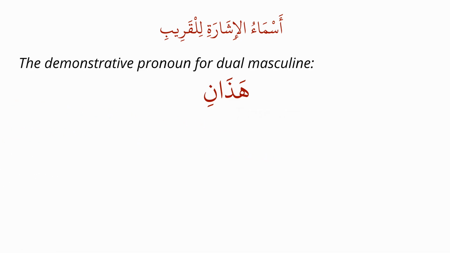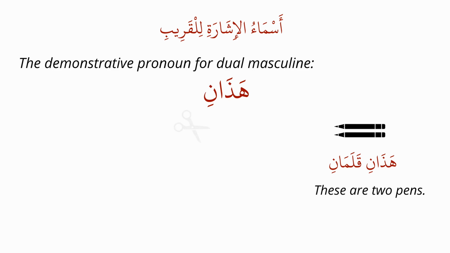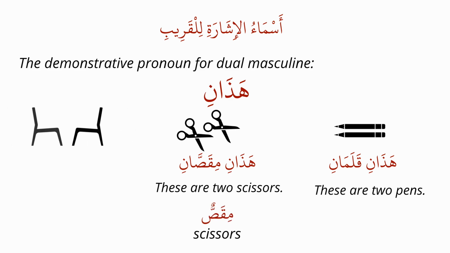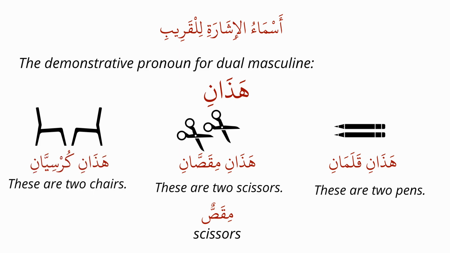Taking a few more examples, هذان قلمان, these are two pens. هذان مقصان, these are two scissors. مقصان means two scissors, and its singular is مقص, meaning scissors. هذان كرسيان, these are two chairs.